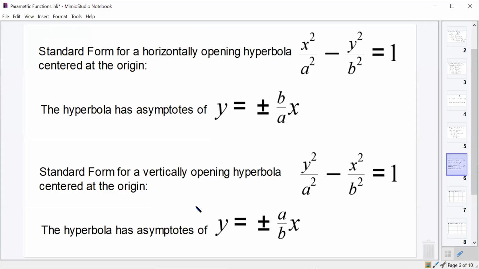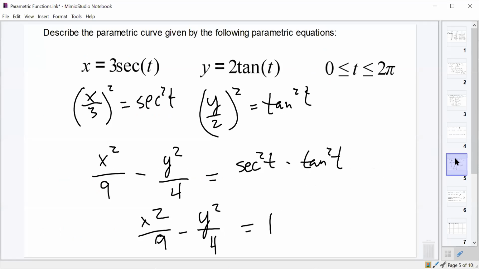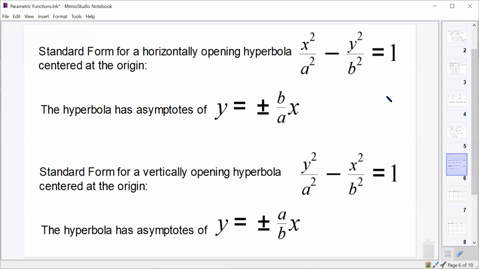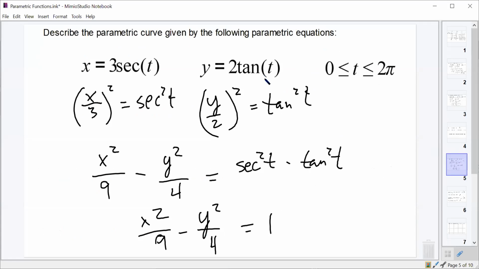ended up with, which one did we end up with? We ended up with x squared minus y squared in ours, or we end up with y squared minus x squared. We got x squared minus y squared. So we had x squared over 9 minus y squared over 4, which means that our asymptote should be y equals plus or minus 2/3 x. And we can see that we can also find those by just taking a look at these, the 2 divided by the 3 there.